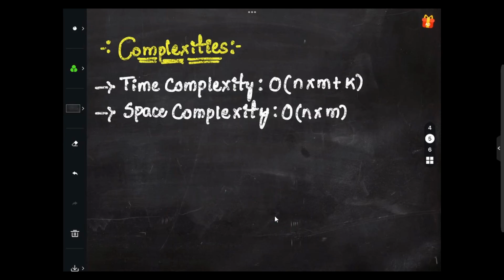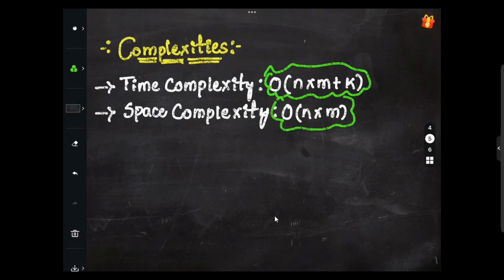Let's quickly discuss the complexities part. So what will be the time complexity here? The time complexity would be big O of n into m plus k, right? And what would be the space complexity here? The space complexity would be big O of n into m, right? So the time complexity would be big O of n into m plus k, and the space complexity would be big O of n into m respectively, right?